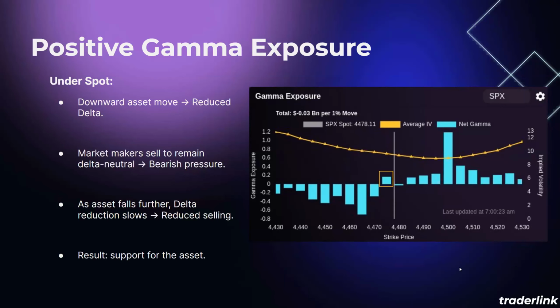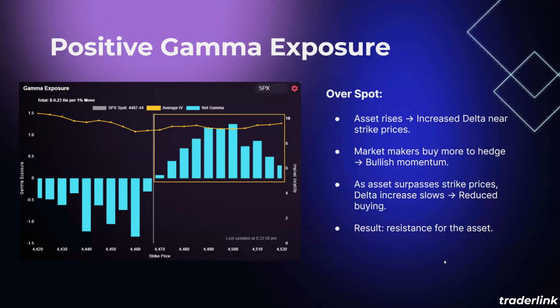Now getting into positive gamma exposure over spot price. When the underlying asset rises and approaches strike prices with a high positive gamma exposure, the delta of these options starts to increase. Now to hedge, market makers have to buy more of these assets. However, as the assets continue to rise and go beyond these strike prices, the increase in delta starts to slow down, meaning market makers are going to start buying less. This acts as a resistance.